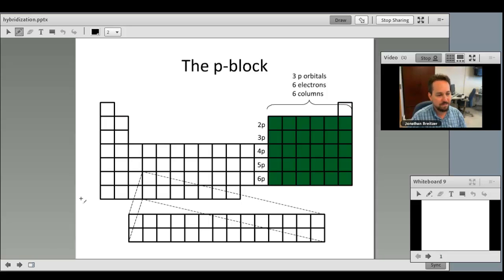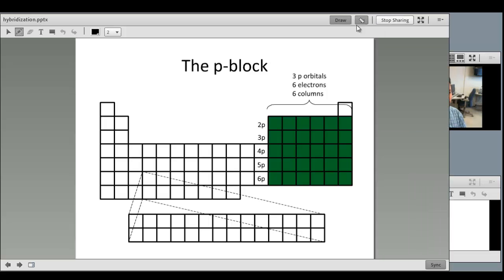Now the next one is the p block, and in the p block, the lowest possible p is 2p. And after that, we get 3p, 4p, 5p, as you can see. So here's the p block over here, 2p, 3p, 4p, and so on. And you notice that there are 6 columns. There are 3 p orbitals. Each p orbital can take 2 electrons to give you 6 electrons, and that's why there are 6 columns.